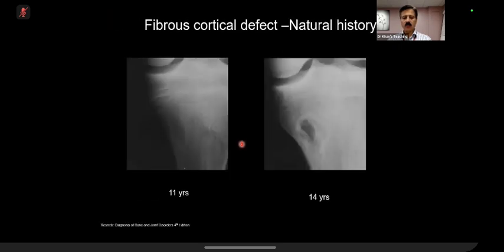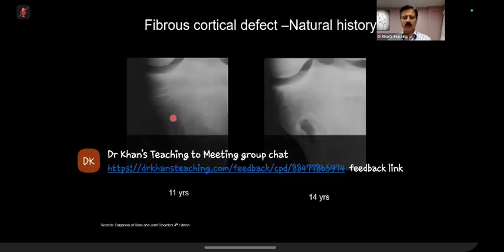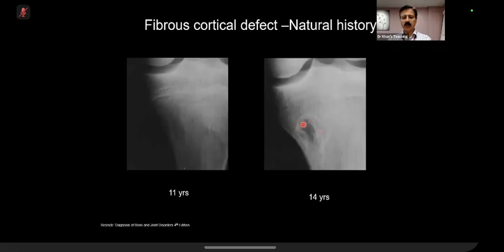So this is from our textbook, which tells you the natural history: year 1, after 3 years, 11 years, 14 years, it is filling up. So this is the natural history of fibrous cortical defect.